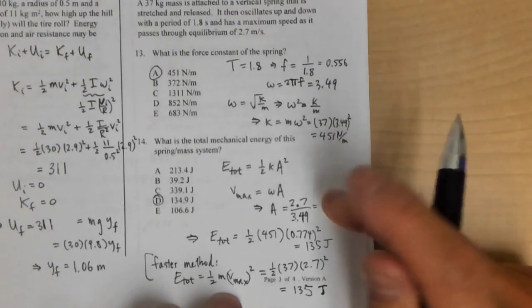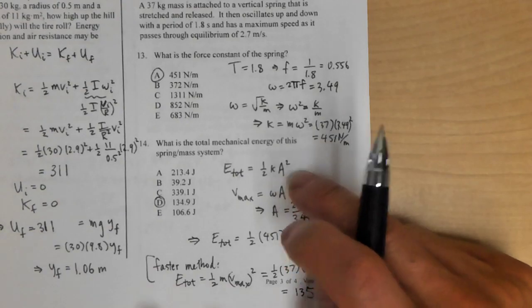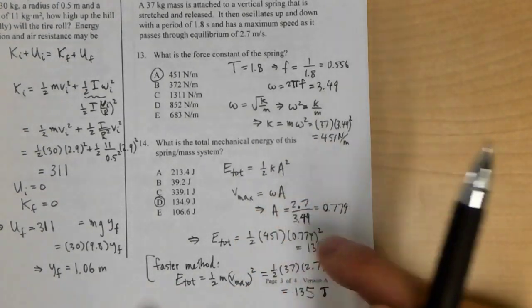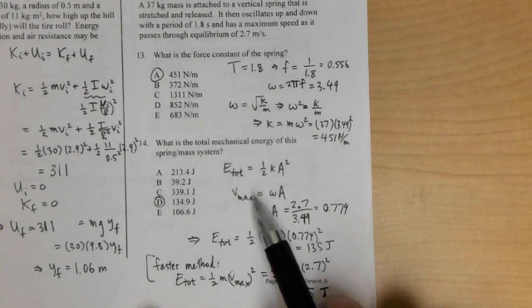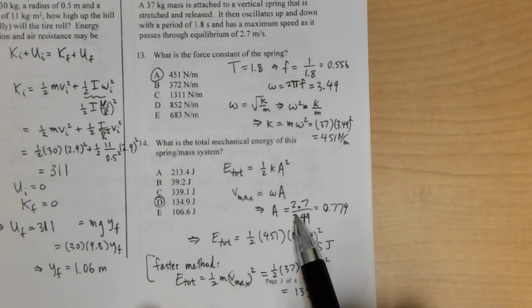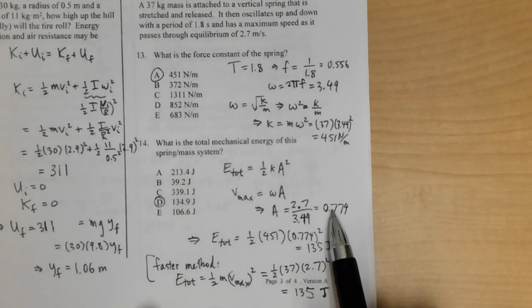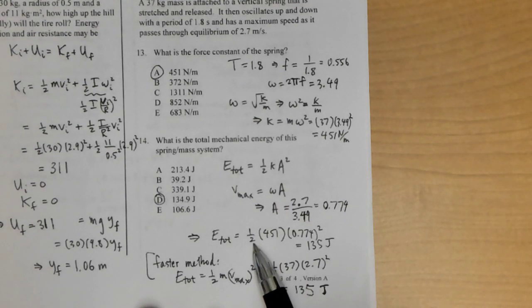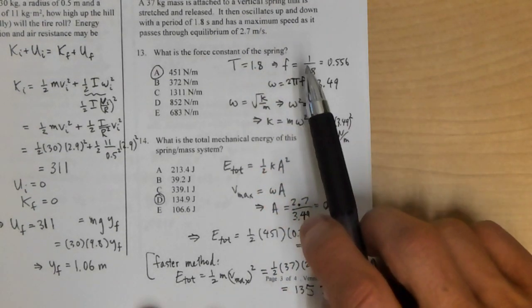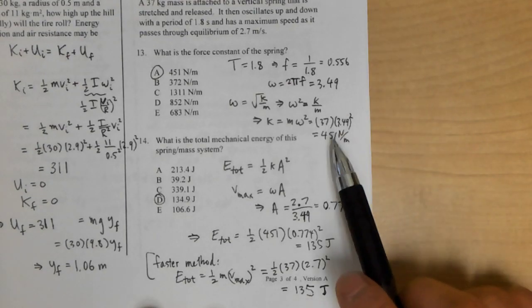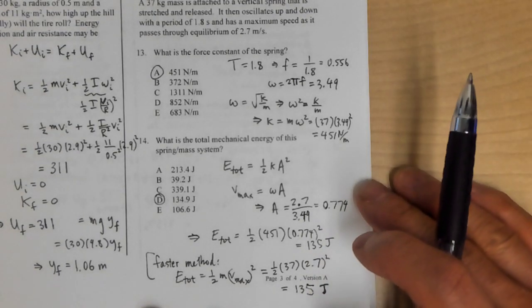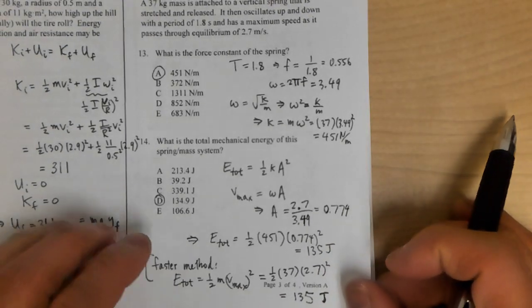If we want to do it using 1/2 kA squared, we have to first figure out what A is. So the maximum speed is omega times A. A then is equal to the maximum speed, which is 2.7, divided by omega, which is 3.49. So we get 0.774. Then we can use 1/2 kA squared. That comes to 1/2 times 451, which was the spring constant, we calculated that up here, times 0.774 for A squared, and that comes to 135 joules. Okay. So you can do it either way.